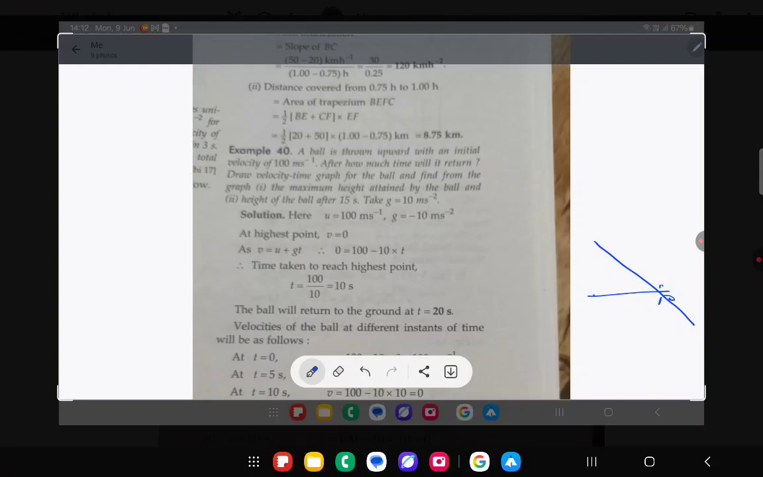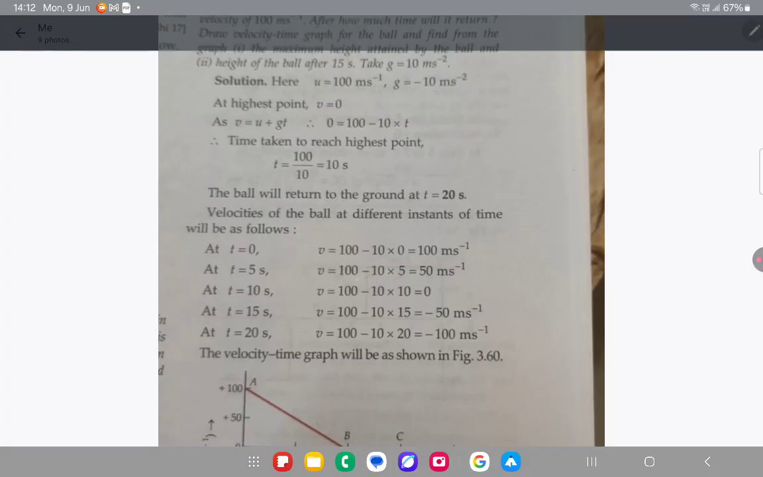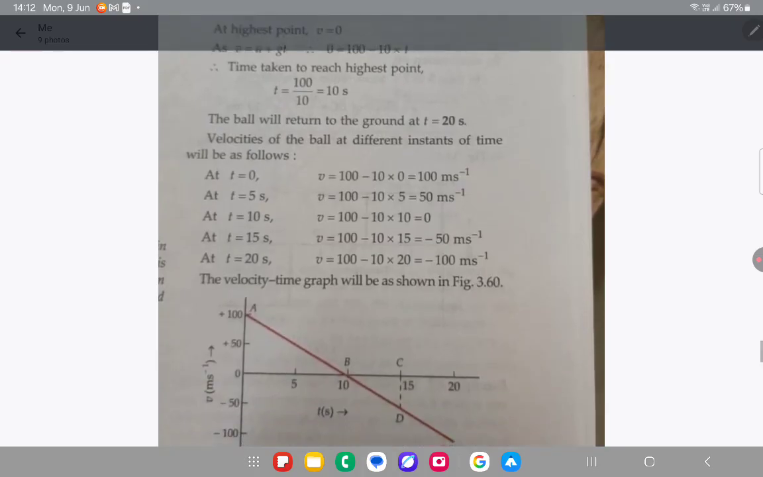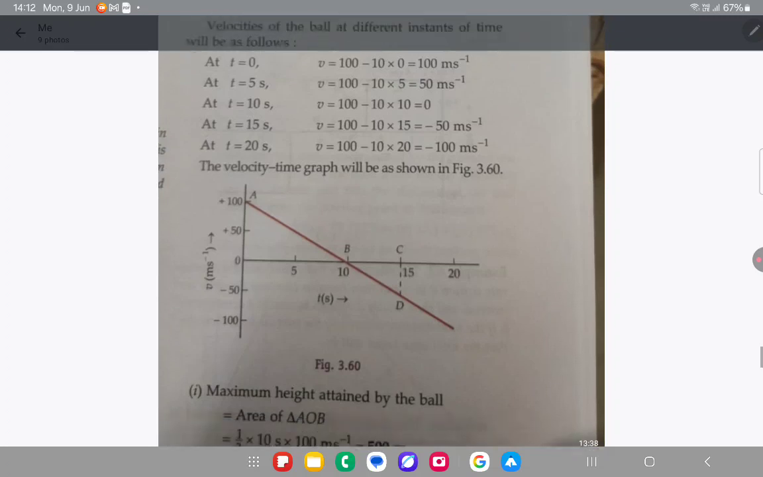So then they have just used v is equal to u plus at, and the velocity of the ball at different instants of time they have just mentioned here. With that they are plotting this graph, I hope you understood. For the downward journey, the topmost point is 0 and then it turns to be minus 50, and you can understand this graph. And they've drawn it till 20 seconds, correct? Because time of ascent is equal to time of descent, they've drawn it till 20 seconds.